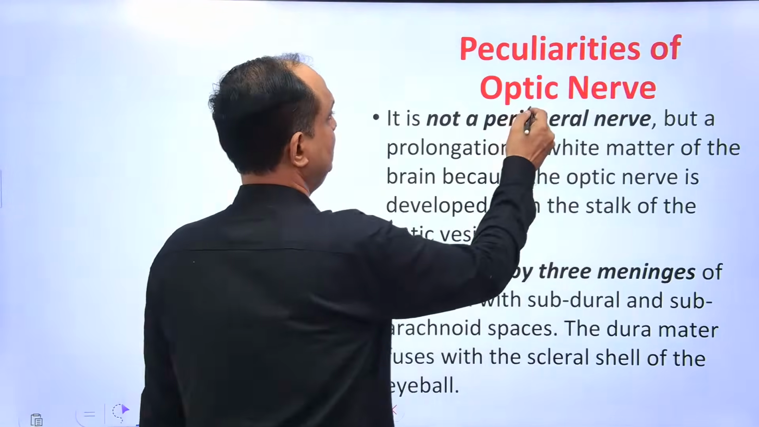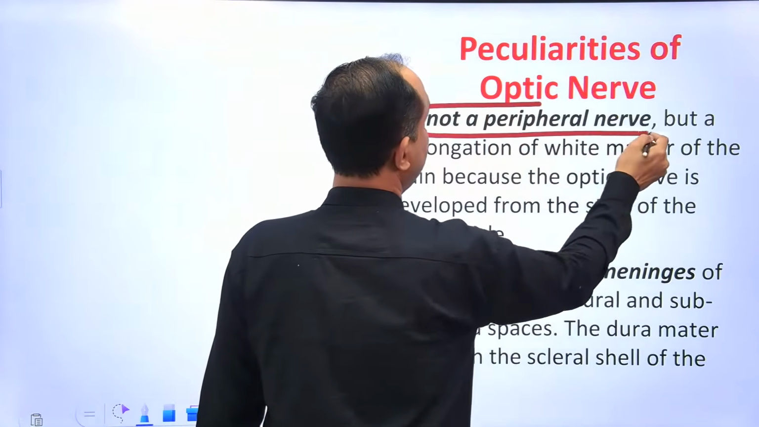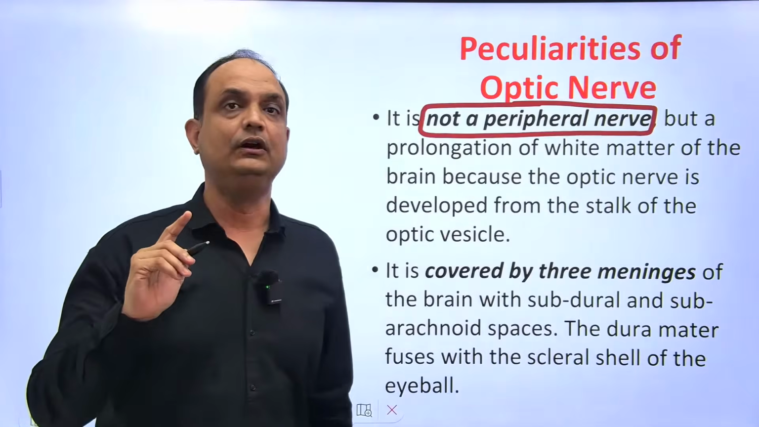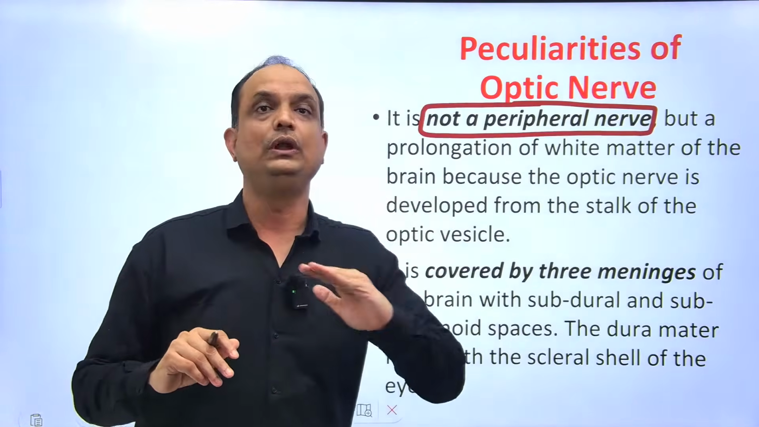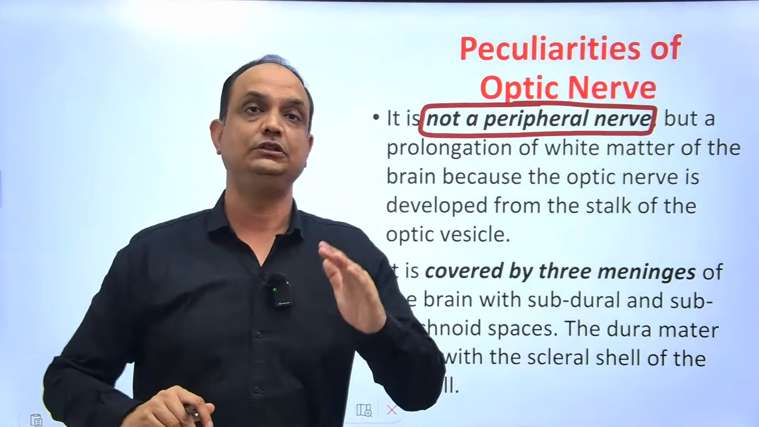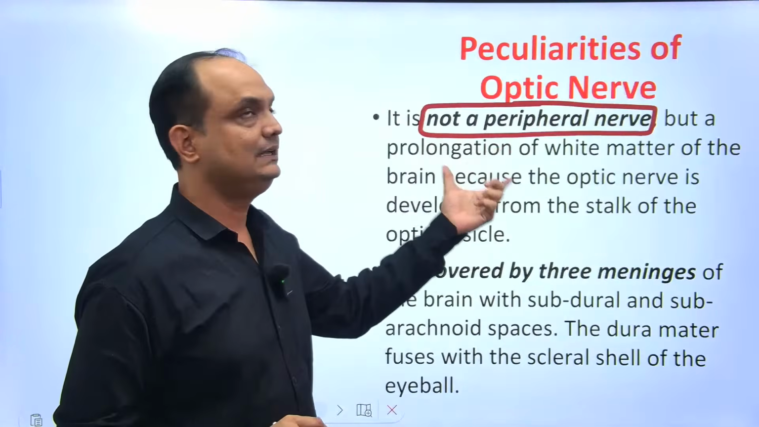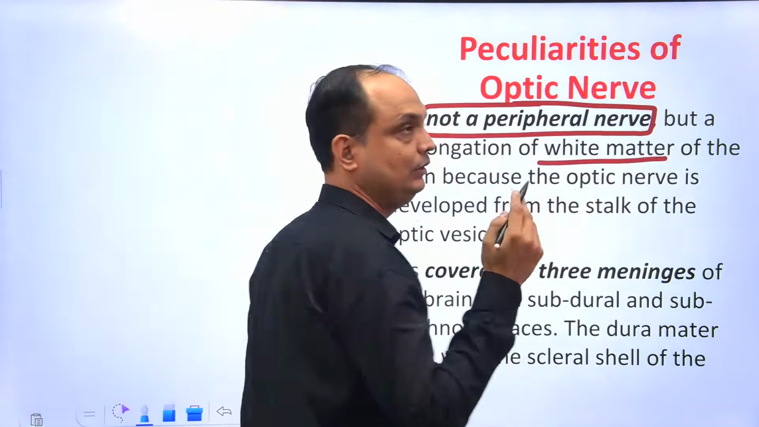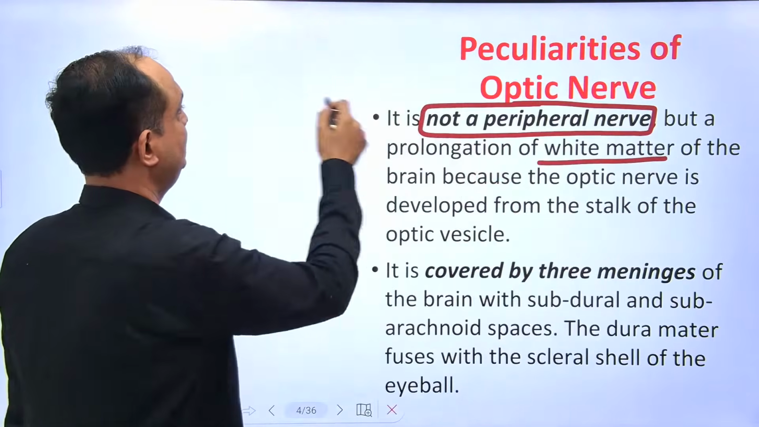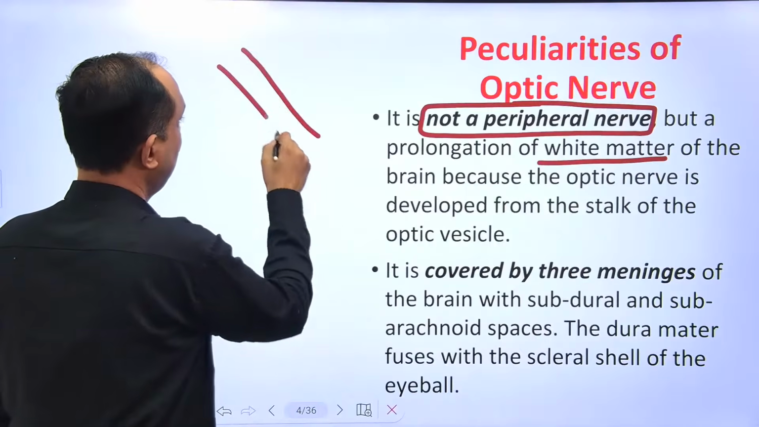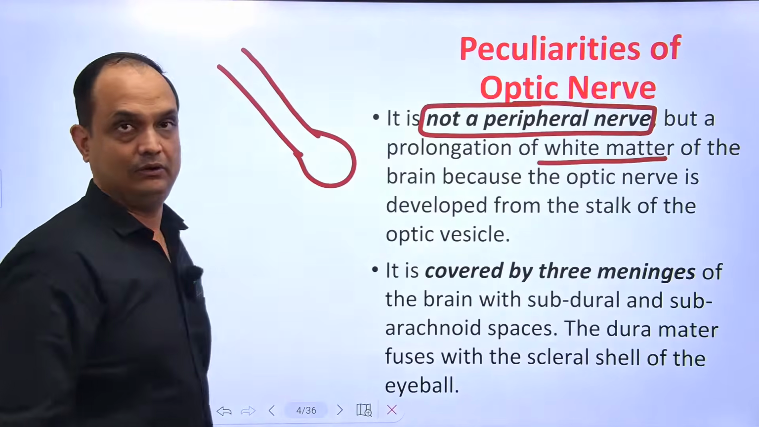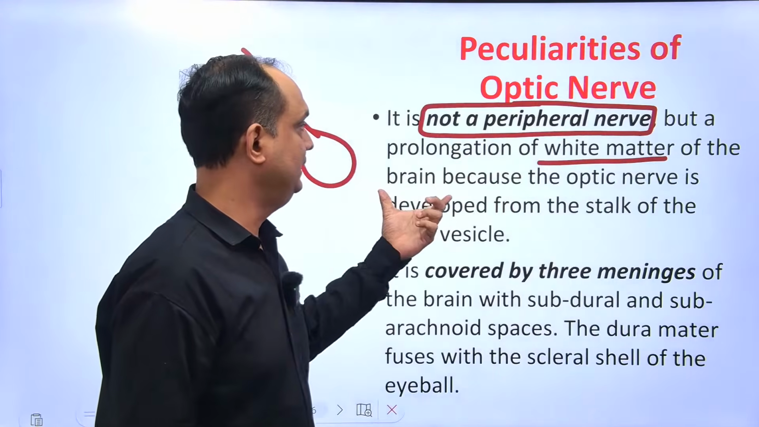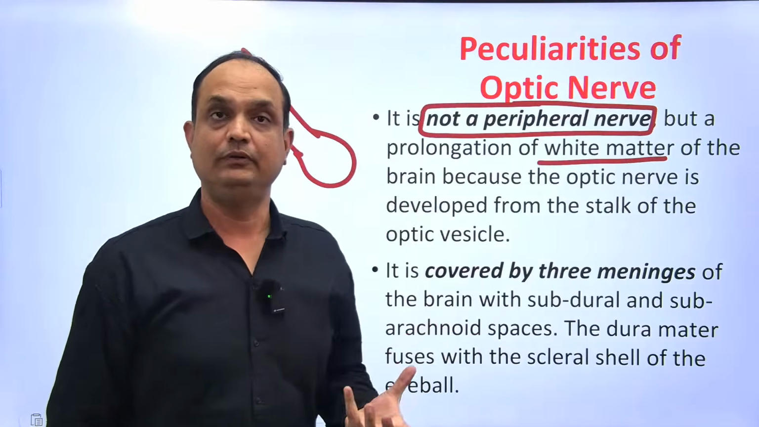This optic nerve is not considered a peripheral nerve. Why not a peripheral nerve? Because peripheral nerves have a neurolemma, they are surrounded by the sheath of Schwann cells. The optic nerve is considered an extension of the white matter, because when you see the embryology, you will realize that the optic nerve is an outpouching of the diencephalon. It is an extension of the diencephalon, which is the white matter of the brain, and later on it goes on to form your nerve.